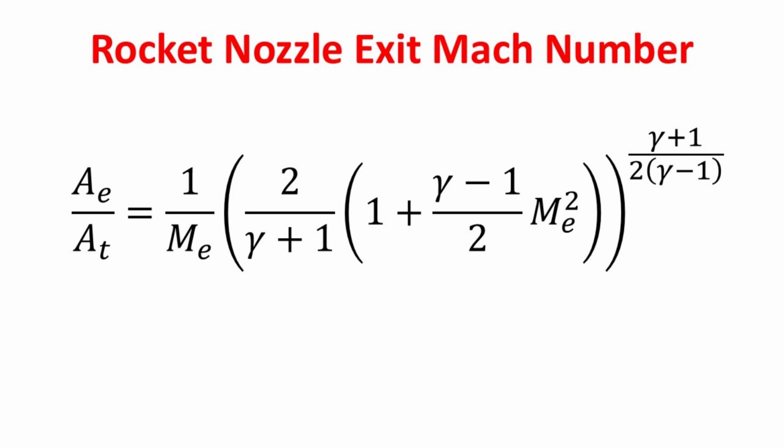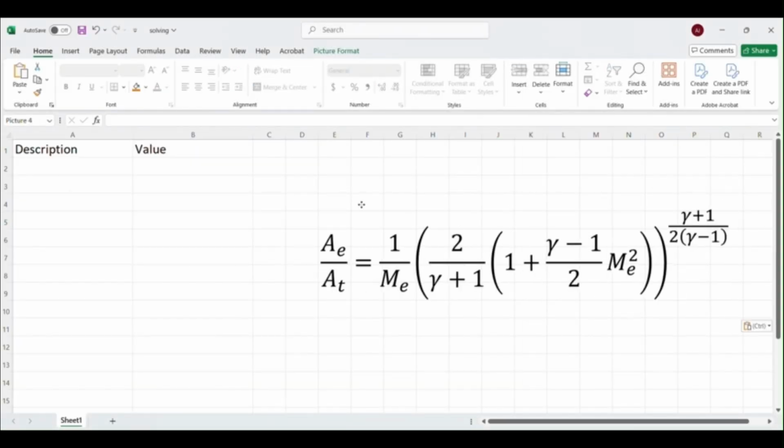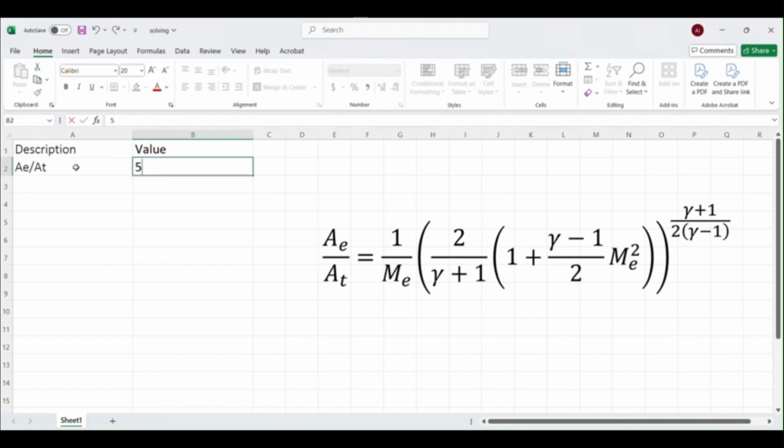Here in this formula we can see that given AE by AT and gamma, we cannot directly solve it for exit Mach number. To solve this equation, we will take help of Excel software, and for this first we copy the formula to an Excel sheet. We put the value of AE by AT as 5, the value of gamma is taken as 1.4. The guess value for exit Mach number has to be put, and here we put the guess value as 4.